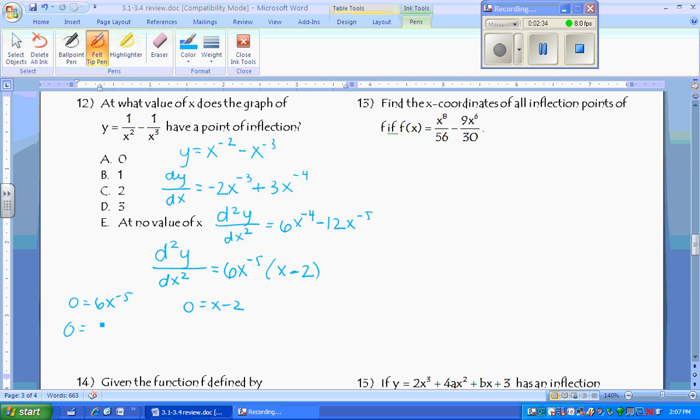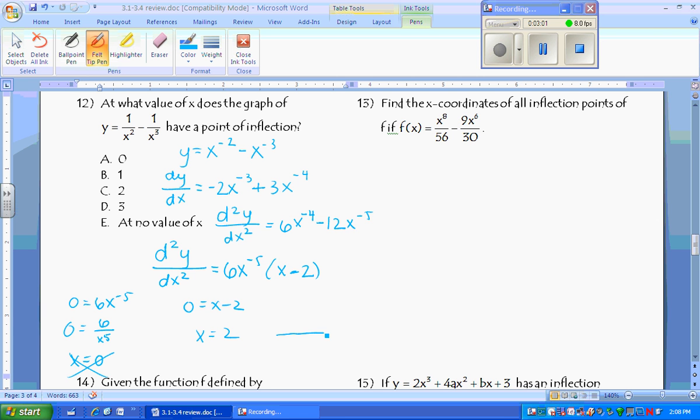0 equals 6 over x to the 5th. Okay, so because of this, since it's a negative exponent, you go 6 over x to the 5th, but in the end you just get x equals 0. And since x equals 0, notice how it's 1 over x in the original function. You can't do 1 over 0. It's just undefined. So it is undefined. And this is x equals 2.